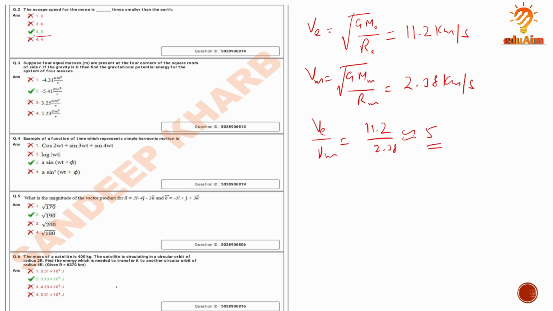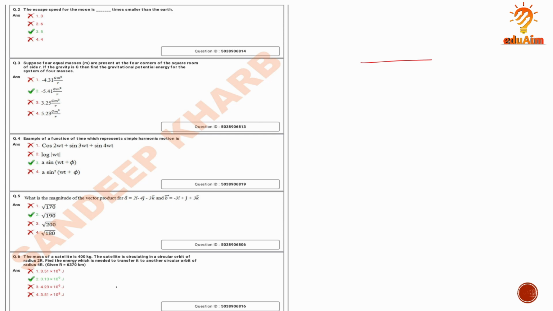be 5. Third question is, suppose 4 equal masses are present at the 4 corners of a square room of side R. If the gravity is G, then find the gravitational potential energy for the system of 4 masses. We have a system of 4 masses at the corners of a square, at which lies the masses m, and the side of the square room is r.